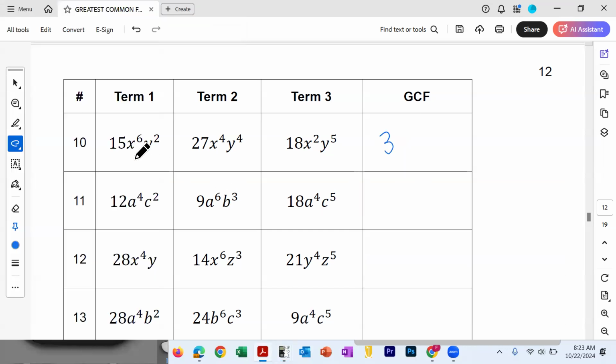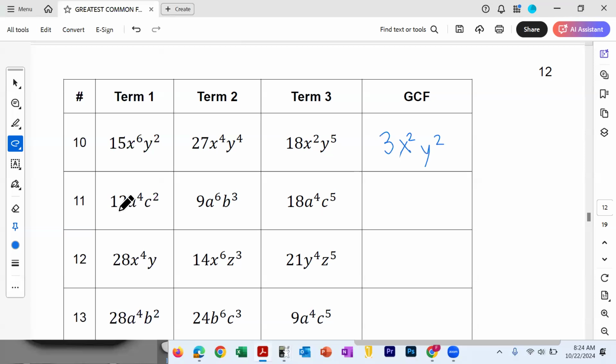And then now I start asking myself questions. Do all 3 terms have an X? Yeah, they do, right? So what's the lowest X available? What's the lowest exponent? So 3X squared. Do all 3 terms have a Y? And what's the lowest Y available? So Y squared is definitely going to be part of my GCF. Is that clear?